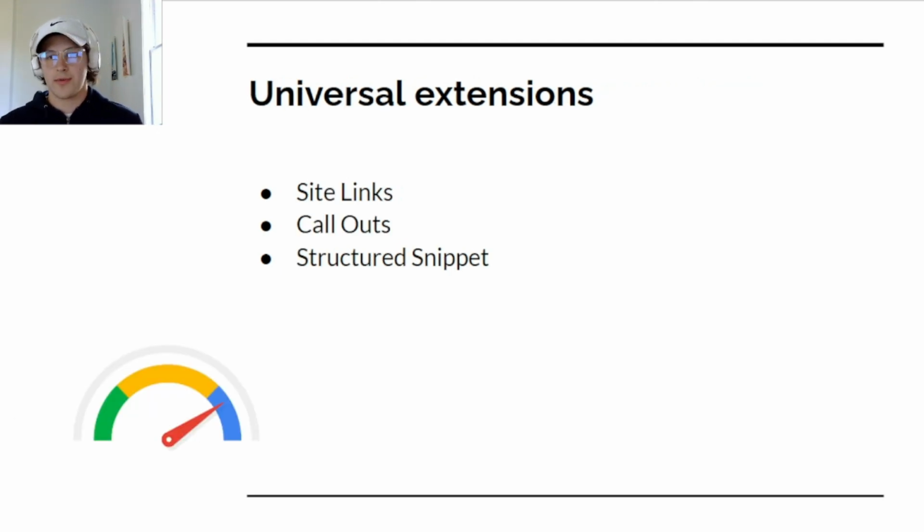Okay, so there are 3 universal extensions. We have site links, callouts, and structured snippets. Site links are additional links that appear under the text of the search ad, directing users to specific pages on your website, right? You can have contact us pages, a blog, a page that has a lot of very relevant product information. Site links have very specific benefits, right? Adding a site link can boost the average click-through rate of your ad, and they can also reduce the steps to conversion by bringing users directly to the right place.